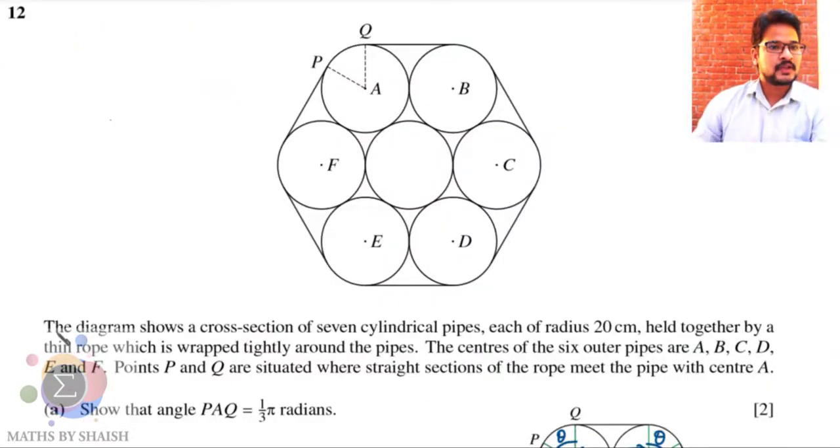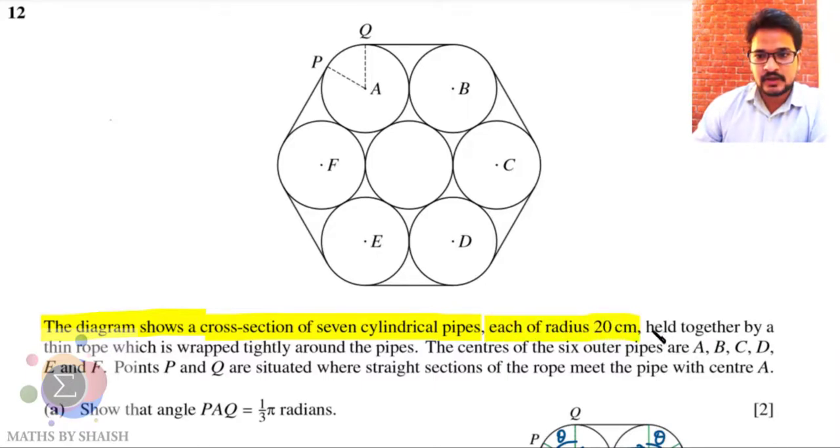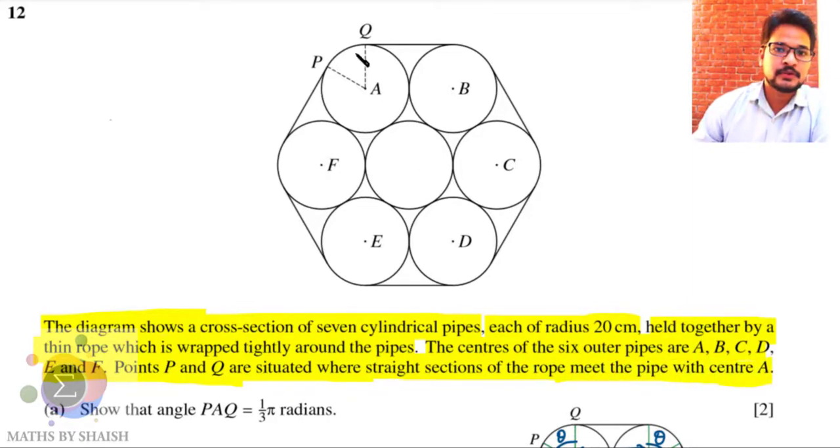Here's the 12th question, that is the last question of this paper. The diagram shows the cross sections of 7 cylindrical pipes. This is the cross section, each of radius 20 centimeter, held together by a thin rope which is wrapped tightly around the pipes. The centers of the 6 outer pipes are A, B, C, D, E, and F. Points P and Q are situated where the straight section of the rope meets the pipe with center A. So this is going to be an overlap here. So we have been given this.